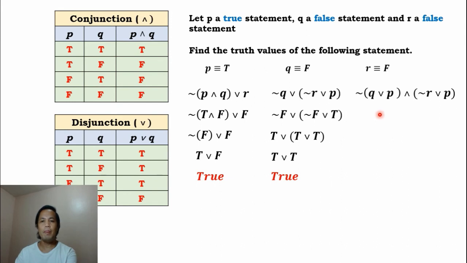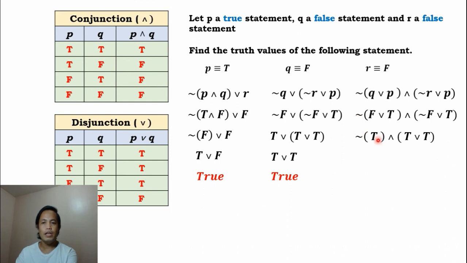Then next example. The negation of Q or P and the negation of R or P. So we start with changing the variables with the truth value. So we have here our Q is false, our P is true, then our R is false, and our P is true. This time we will have first the negation here. So we have false or true. This is or, so this is a disjunction. False or true, therefore this is true.